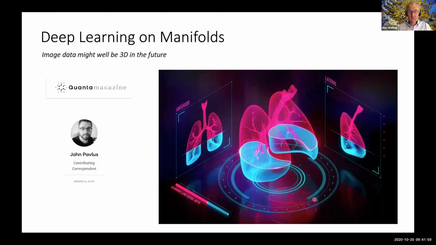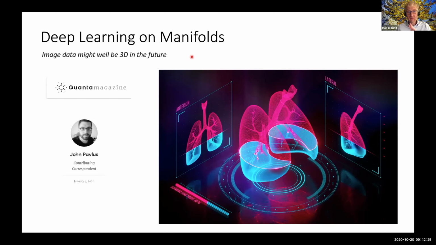Now the next step that we took was to say, well, that's all on a flat manifold, but what if the image, or the signal, lives on a curved manifold? And so here, this picture is actually from a Quanta magazine piece that was written on our work. I recommend it. It's very nicely written, I think.